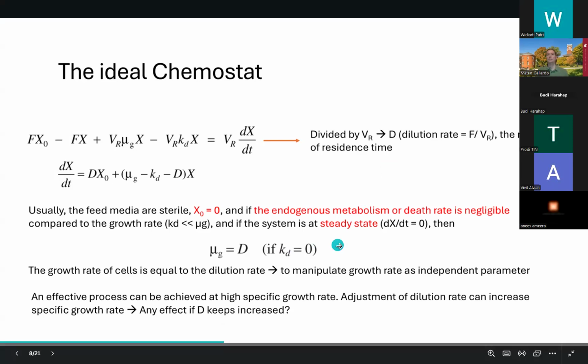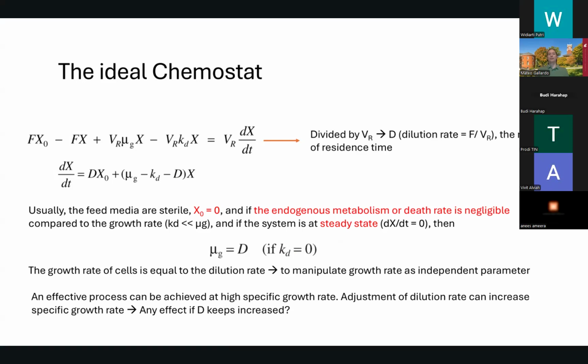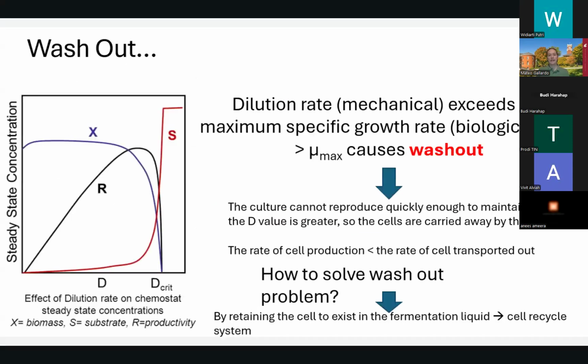But is this something with no limit? Well, in nature, there is a limit for everything, so this is not an exception. Because if we keep increasing the dilution rate, we will reach one point where we can create something called washout.